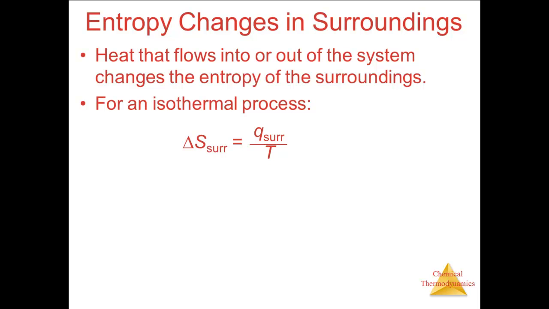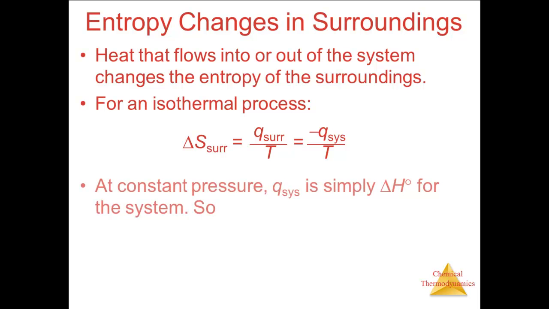The change in the entropy of the surroundings for an isothermal process is delta S equals Q for the surroundings over T. But if Q is positive for the surroundings, then it has the same magnitude and the opposite sign for the system, which means that delta S equals minus Q for the system over T. At constant pressure, Q for the system is equal to delta H for the system. So, delta S for the surroundings equals minus delta H for the system over T.